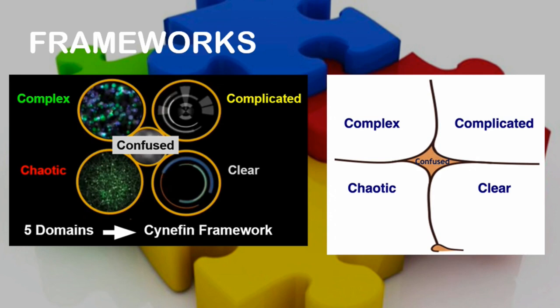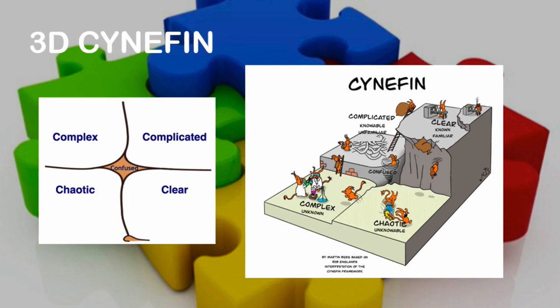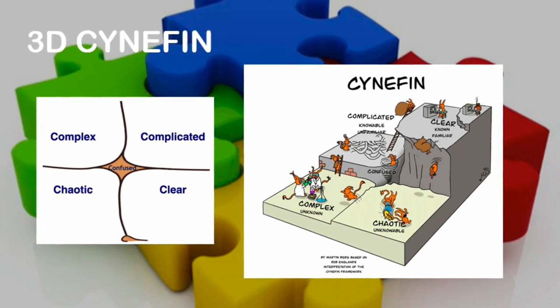To get the language right, it's not a 2x2 matrix with 5 quadrants. No, it's a sense-making framework to support decision makers. We make sense of the present so that we can act appropriately. This is a 3D version of the Cynefin framework, which shows the domains are at different elevations.